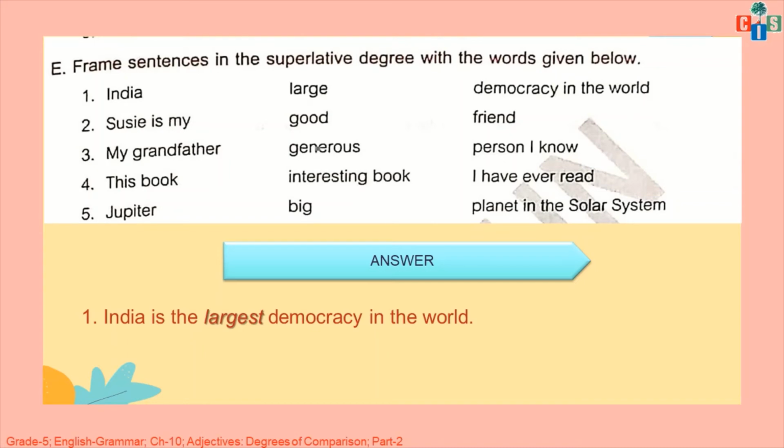Okay, so then what will be the answer? Susie is my best friend. Okay, Susie is my best friend. This word good will change into superlative degree and it will become best, right? In the same way you have to do for sentences third, fourth and fifth. Okay, scholars? Yes.